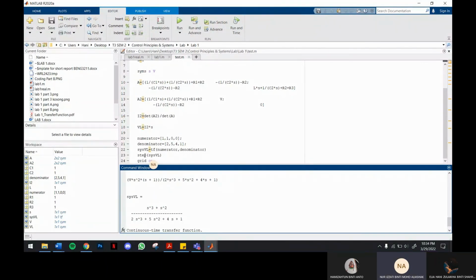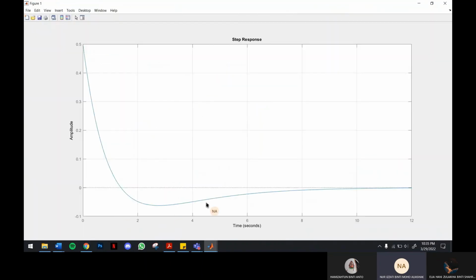Then we use the command step(sys_VL) to plot the output response of the transfer function. This is the output response that we get for the transfer function VL. As you can see, the output response goes down and then reaches its steady state response.